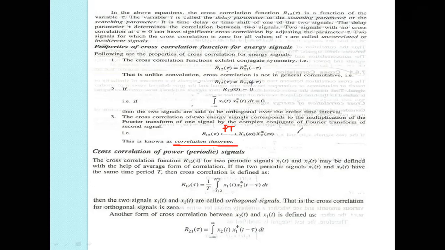So actually, when the two signals are convolved, what is the frequency domain? The frequency domain is the product of X1 of omega and X2 of omega. But for the cross correlation function R12 of tau, the Fourier transformation is X1 of omega and X2 star of omega. X2 star of omega means one signal's Fourier transformation and the complex conjugate of the Fourier transformation of the second signal. This is known as the correlation theorem, my students.